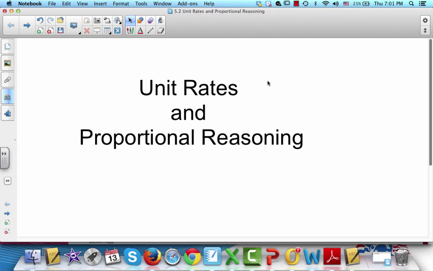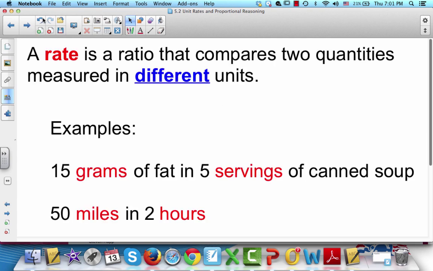Hello everybody, unit rates and proportional reasoning is what we're going to be studying today. A rate is a ratio that compares two quantities measured in different units. Now you've gone with a ratio, and you know a ratio compares two different things that are measured the same way. A rate compares things that are measured in different units.